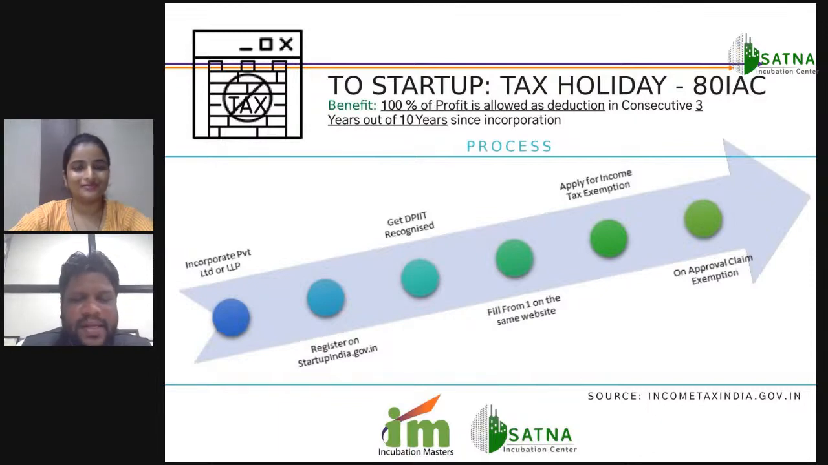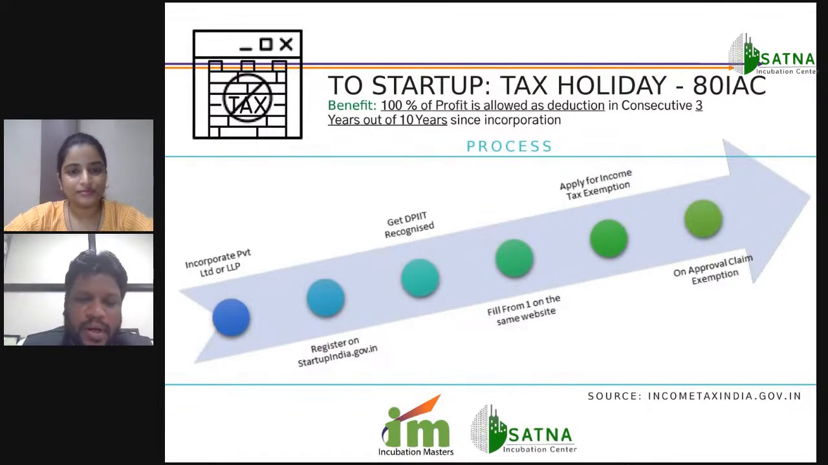For that, it is very easy. You don't have to worry much about it. Once you go to the website, you can easily fill in your company details and register your startup under DPIIT. Once you are registered, within 1 day, 2 days, maximum 3 days, you will get the certificate of registration as a startup. And then you have to apply for the income tax exemption. For that also, you need to submit your financials for the last 3 years.